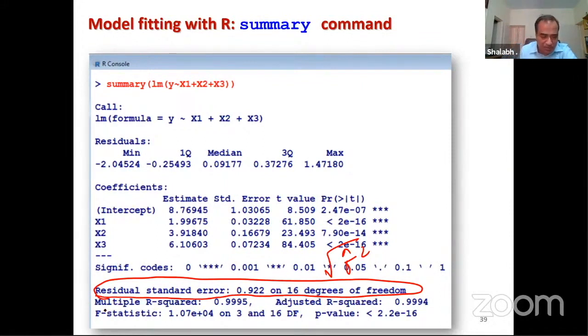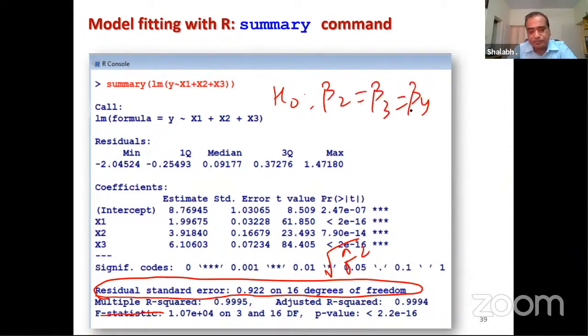Now there is one more last value here, the F statistic. This is about the analysis of variance, but surely I think it will become too much for you if I take the ANOVA table also. But this analysis of variance is only for H naught: beta 2 equal to beta 3 equal to beta 4, this test of hypothesis.